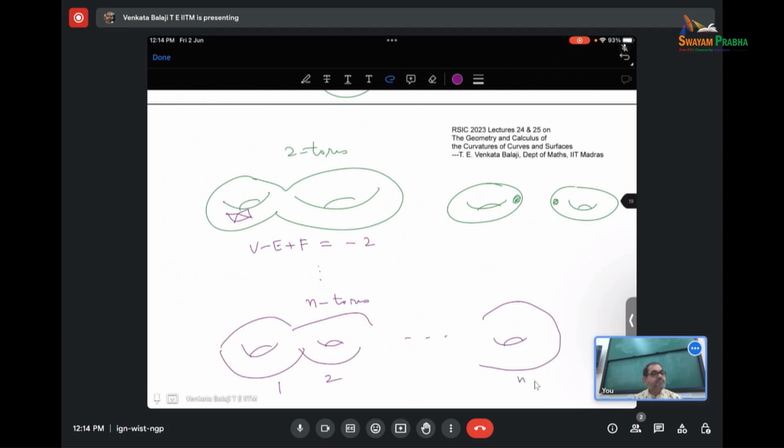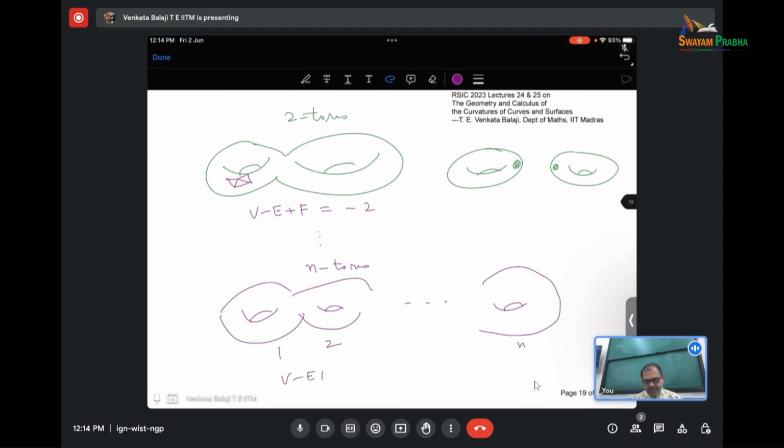up to n. You will get v minus e plus f equal to... this n is very special. The symbol used for n is actually g, and it's called genus. So I'll just call it a G torus, small g, and this will be 2 minus 2g. This is what you'll get.